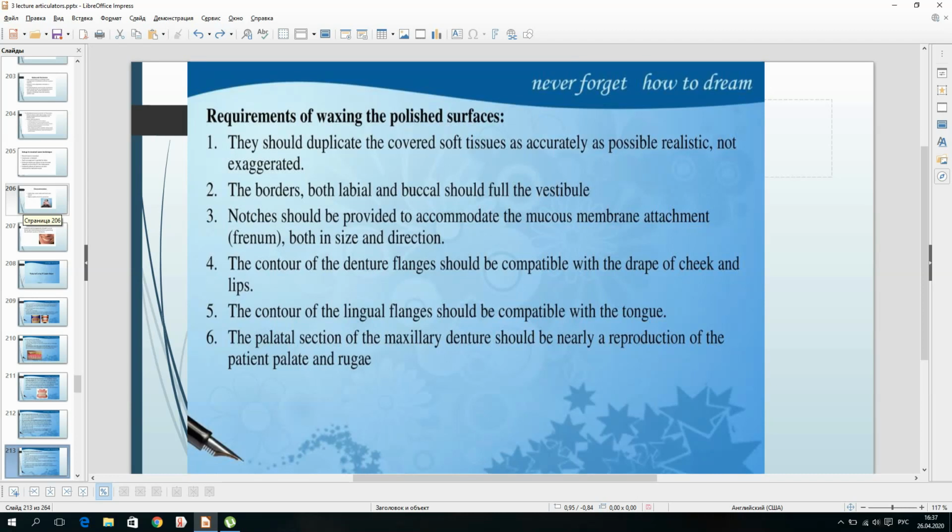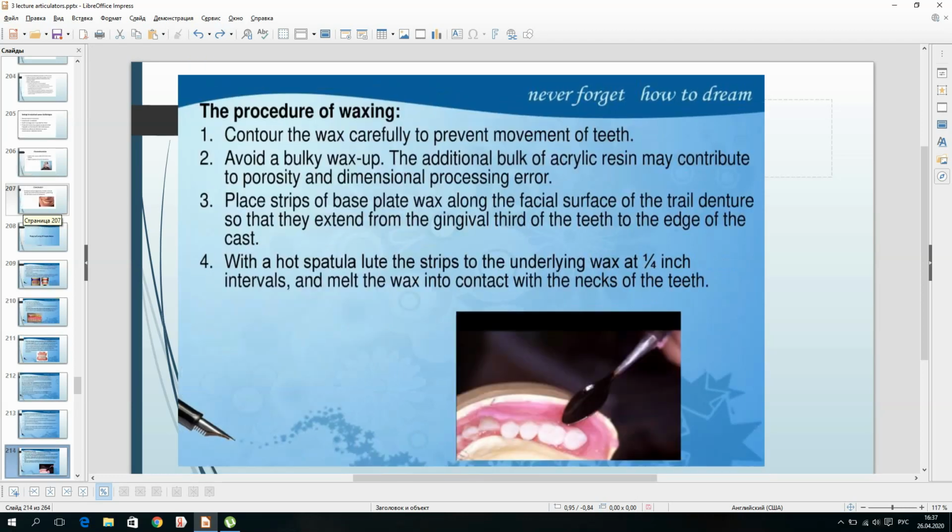The contour of the denture flanks should be compatible with the drape of cheek and lips. The contour of the lingual flanks should be compatible with the tongue. The palatal section of the maxillary denture should be nearly a reproduction of the patient's palate in form and look. The procedure of waxing.